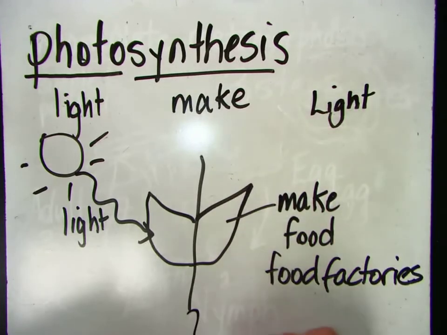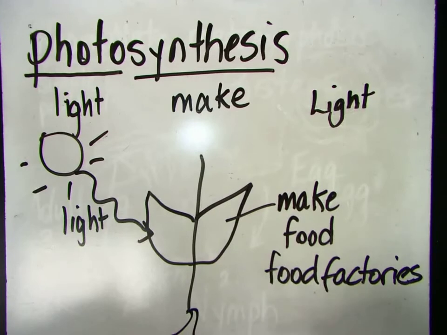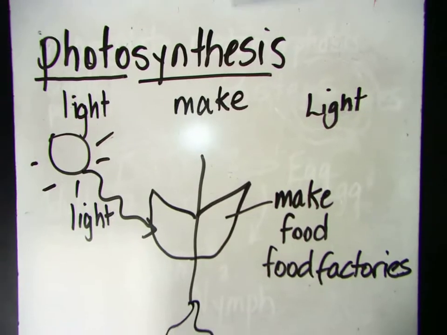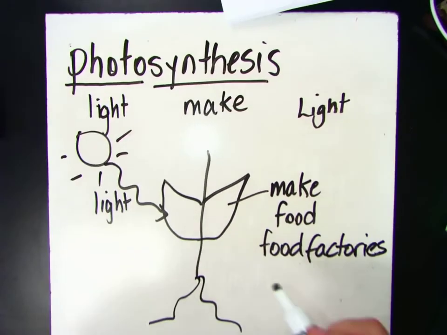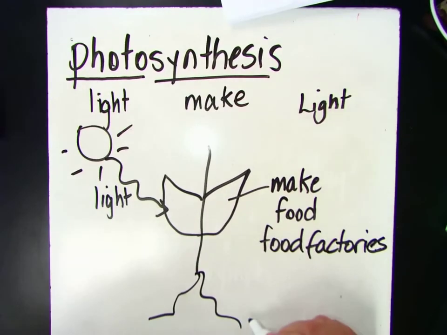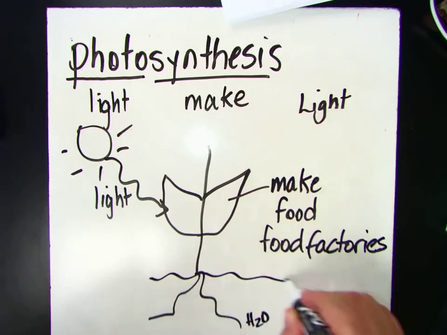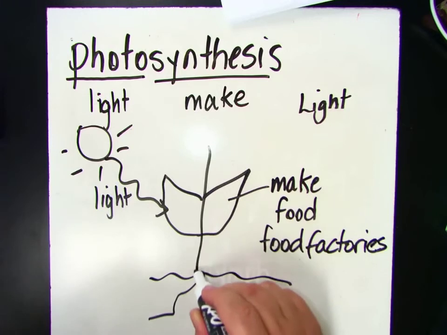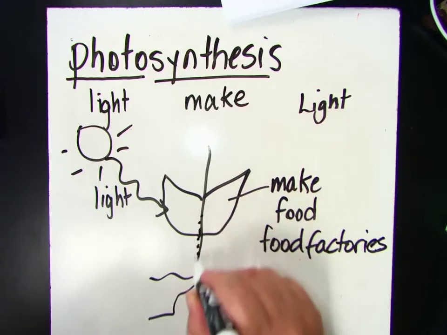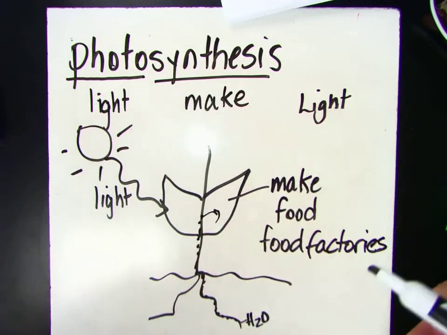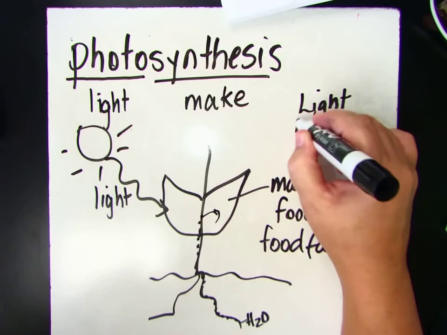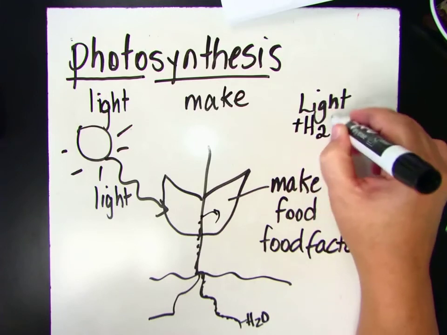It also needs water, and the plant gets water coming up from its roots. So there's little water molecules in the soil, and the water molecules get taken up by the roots, sent up through the stem, the transport system, and into the leaves. So we need light and water.